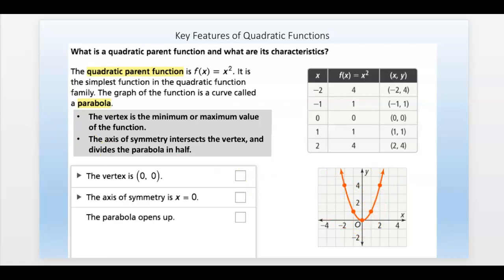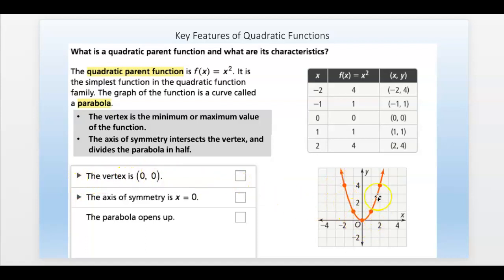The graph of a quadratic, the curve, is called a parabola. It's a parabolic curve. The vertex is the minimum or the maximum value of the function if it's flipped upside down. The axis of symmetry is a vertical line, straight up and down, that goes through the vertex. In this case, it's the y-axis. So the axis of symmetry for the parent function is x equals 0. And again, for the parent function, the vertex is at the origin, 0, 0.